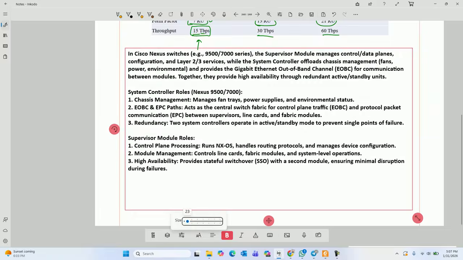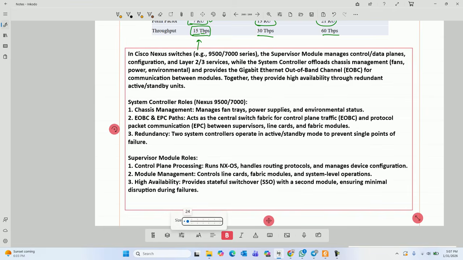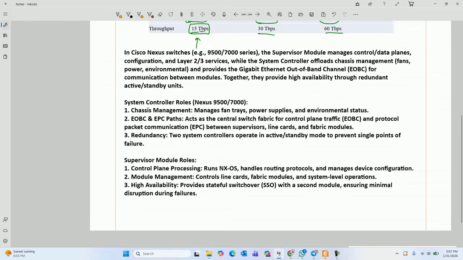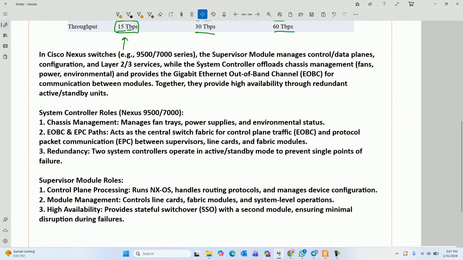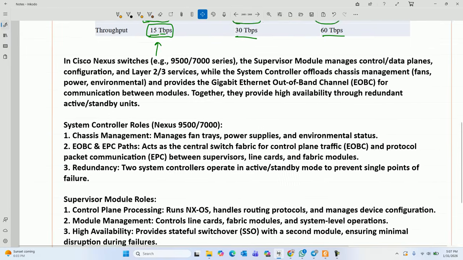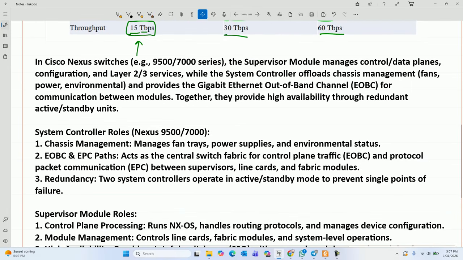So in Cisco Nexus 9507 switches, what does the supervisor module manage? It manages the control and data planes configuration and layer 2 services. While the system controller offloads chassis management, like managing fans, power, and environmental, and provides the gigabit Ethernet out-of-band management for communication between the modules.